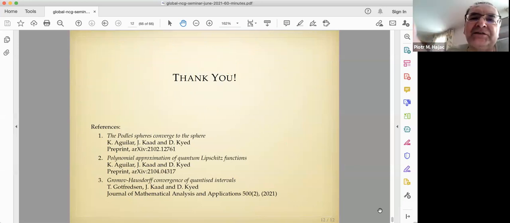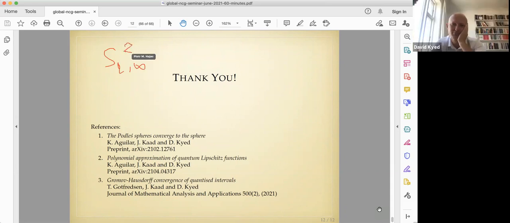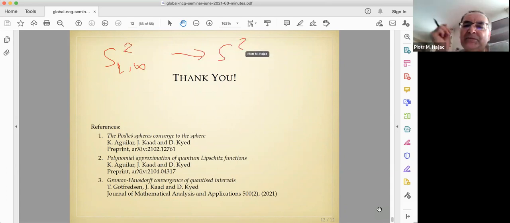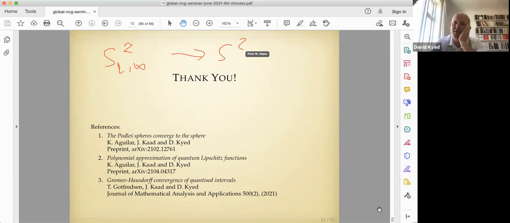Now, my second question is, how about other Podleś quantum spheres? If I have this S_{q,infinity}, the equatorial Podleś sphere, do you also have a similar result of convergence? It's on the to-do list. It's on the very long to-do list, because there are a lot of really natural open questions here. But yes, it's on the to-do list, but I haven't really touched it at all yet.